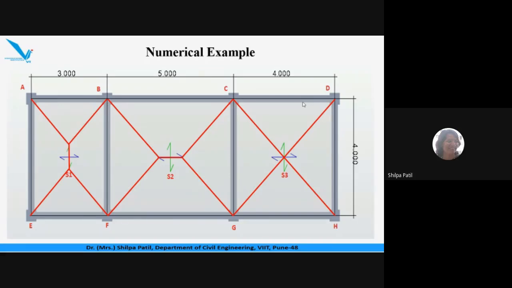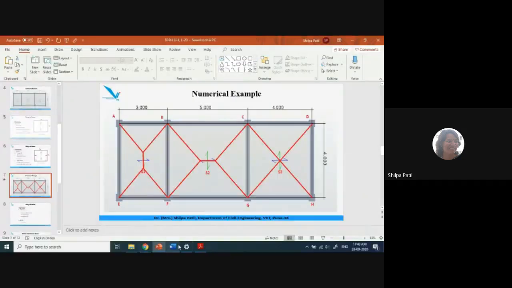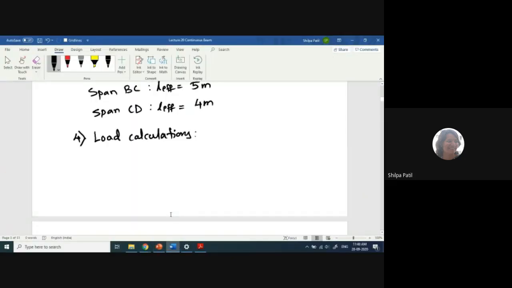Okay, yes ma'am. So for AB span, we have to first calculate all the loads. We will consider the spans of the entire continuous beam one by one. We will calculate all the possible ways from which the load will be acting on span AB. So we will first calculate the load distribution for span AB, then we will go to BC, and then we will move to CD. Okay, so let us find out now first the loads acting on span AB.